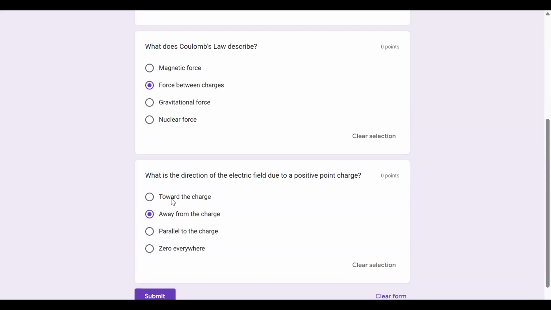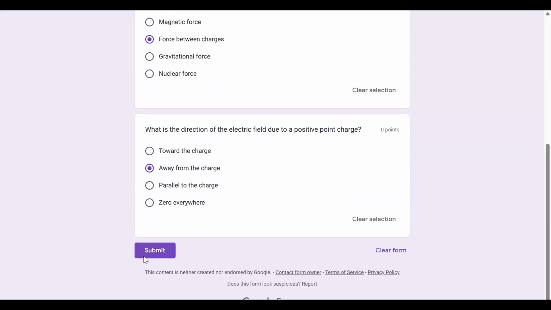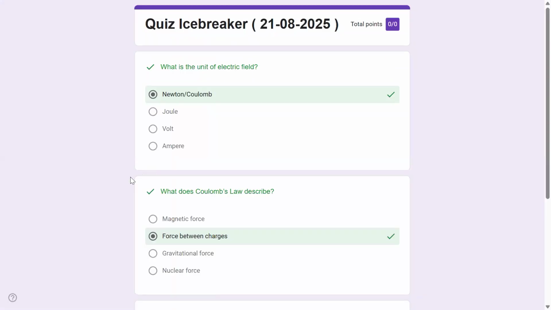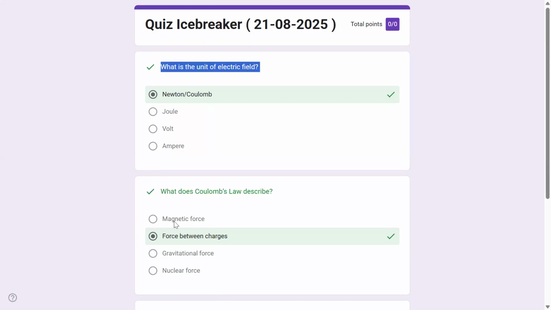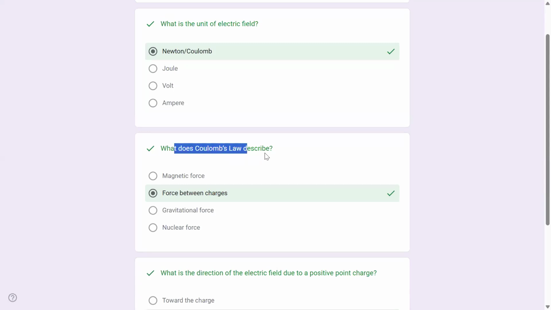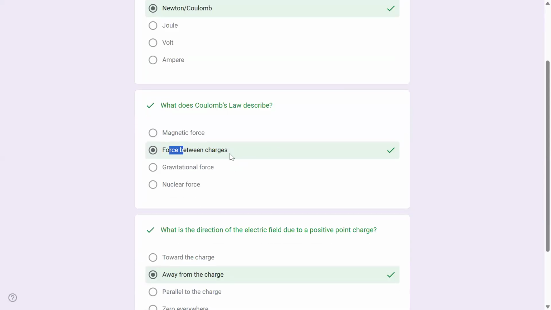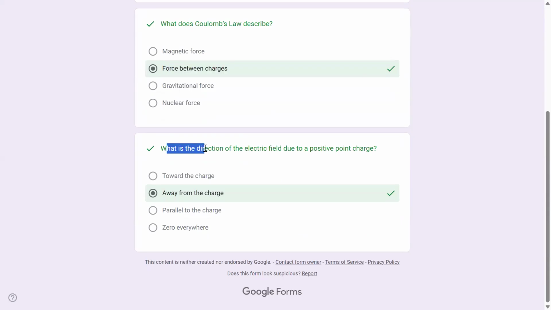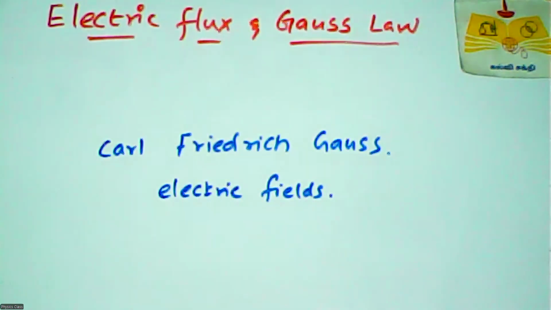Let me check the answers. Submit, view score. For the first question, what is the unit of electric field? Newton per coulomb. Very good. What does Coulomb's law describe? Force between the charges. And the final one, what is the direction of electric field due to a positive point charge? For a positive point charge, it is always away from the charge. For a negative point charge, it is always towards the charge. Good.